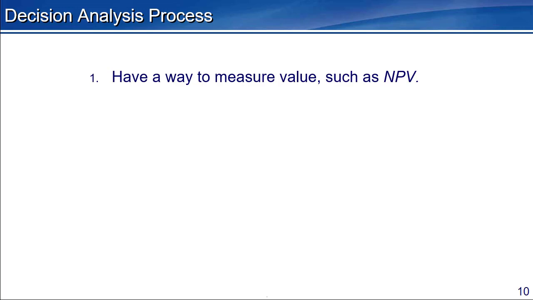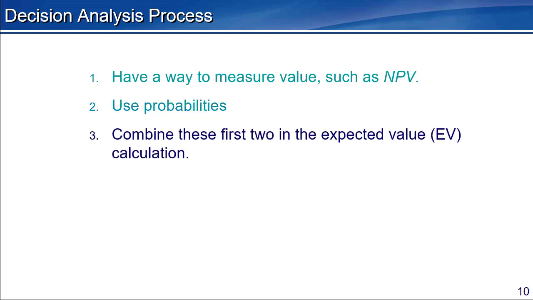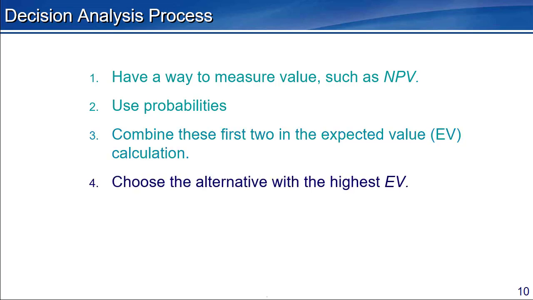The decision maker has a way to measure outcome quality, such as NPV. Judgments about risks and uncertainties are captured as probability distributions. The first two are combined in the expected value calculation. And the decision rule is to choose the alternative with the highest expected value.